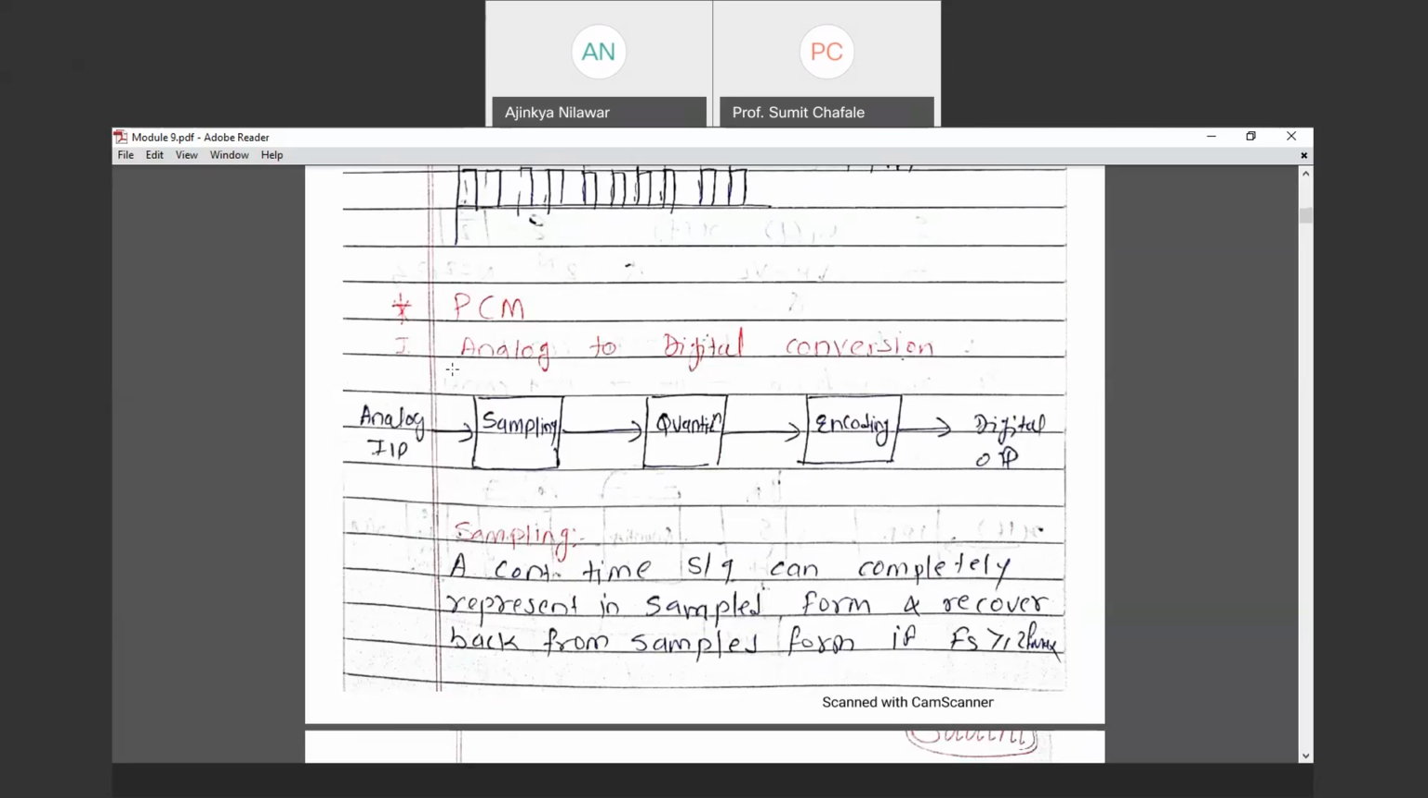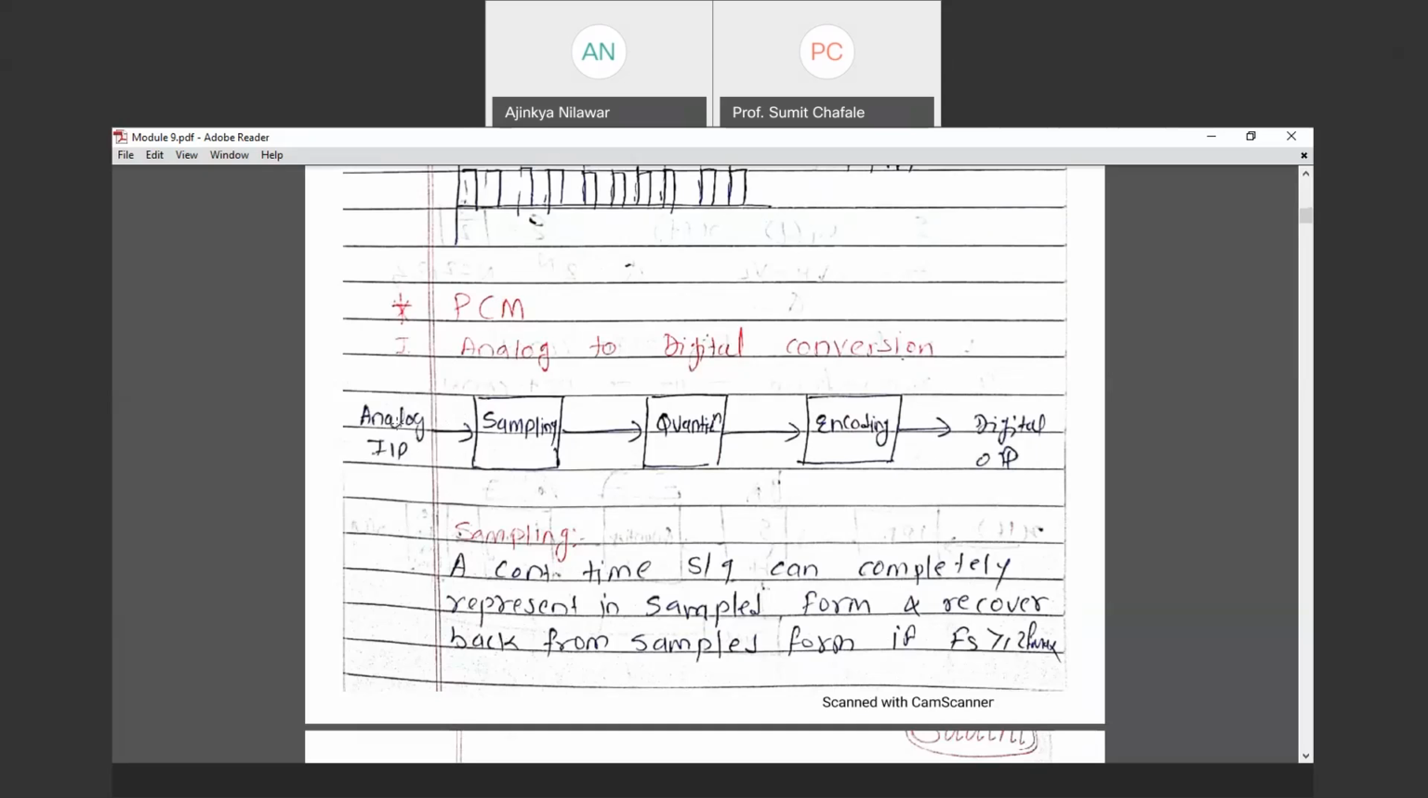So in pulse code modulation, the input is an analog signal. Again, this particularly deals with only the audio signal. We are not dealing with video here. As far as the GATE syllabus is concerned, we are considering only the audio signal. Okay, what is the range of our voice signal?